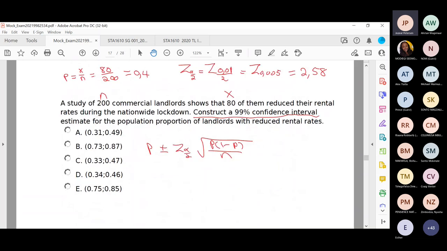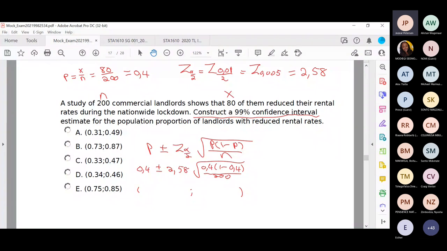I have my proportion, my point estimate. So I can just substitute 0.4 plus or minus 2.58 square root of 0.4 times 1 minus 0.4 divided by our n, which is 200. Also similar, you just go and calculate the values. You can do it step by step. If you don't know how to use your Casio calculator, the fraction one, you can do this step by step. But if you know how to use your Casio calculator, you just use the same.